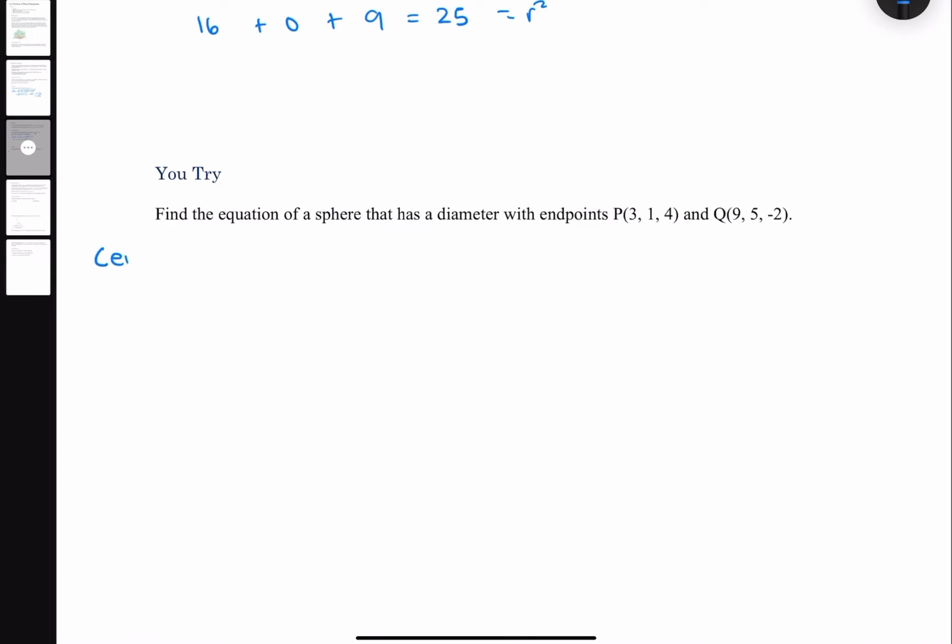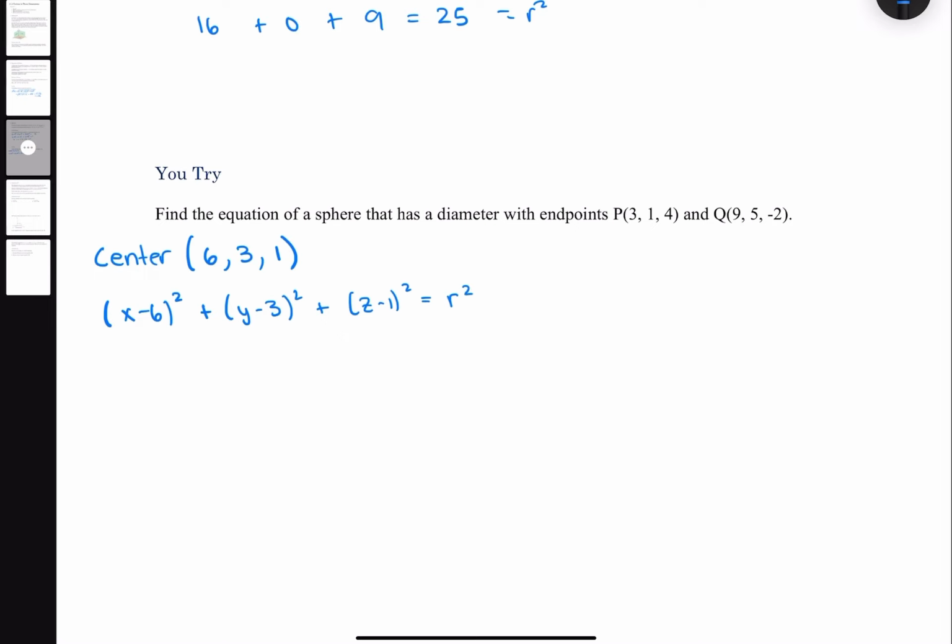We're going to say our center is, all right, so 3 plus 9 is 12, divided by 2 is 6. 1 plus 5 is 6, divided by 2 is 3. And 4 plus negative 2 is 2, divided by 2 is 1. So the center of that sphere is (6, 3, 1). The equation that we're going to have is (x minus 6) squared plus (y minus 3) squared plus (z minus 1) squared equals r squared.